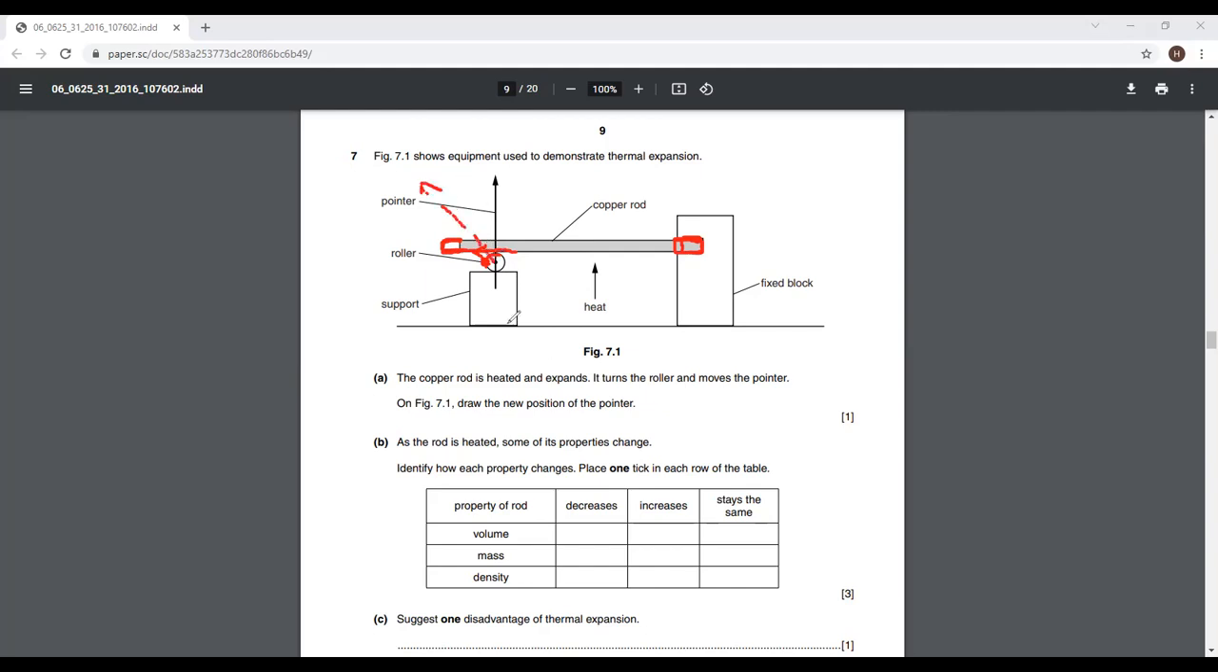So here, draw the new position of the pointer. You can draw the position like this of the pointer. That's the new position of it. Okay, this is for number A.